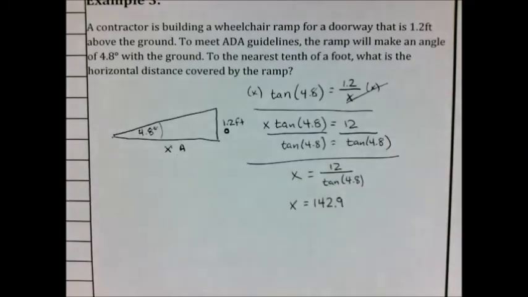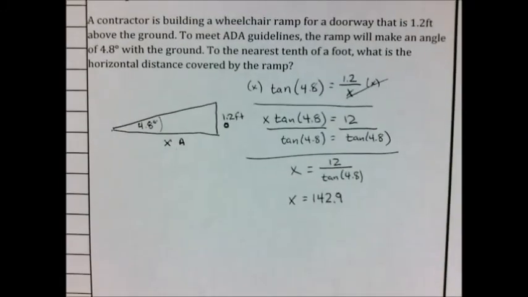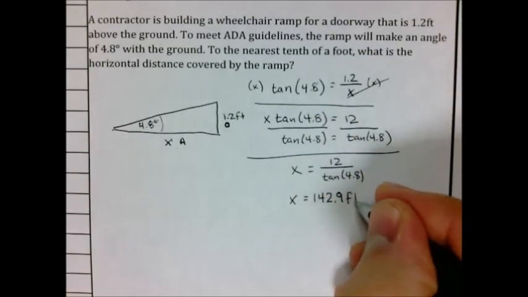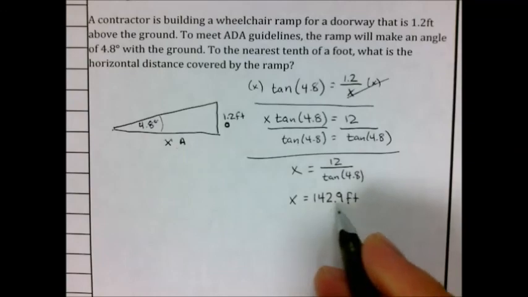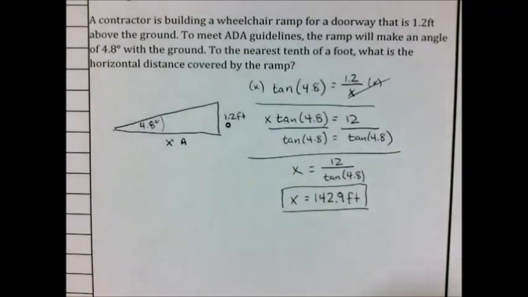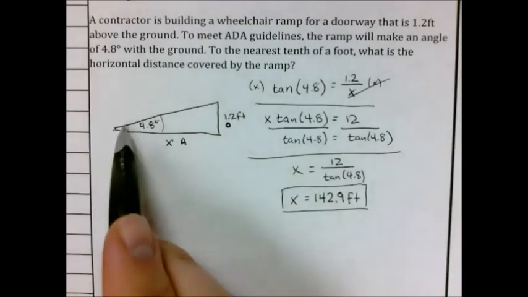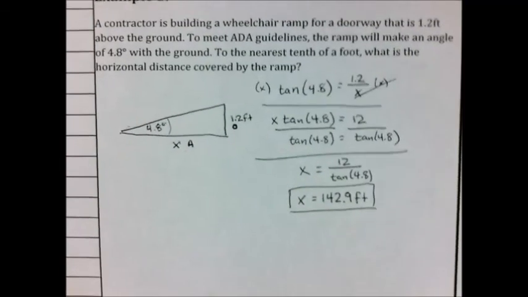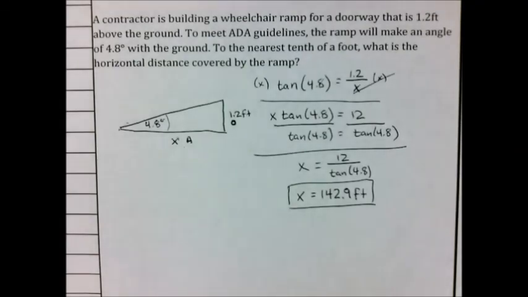And 142.9, that's great, but remember, what is this situation talking to us about? It's talking to us about feet, and so what that means is that it's got to be 142.9 feet away. Okay, and what that helps us do is figure out how far away we need to build that ramp. How far does it need to start in order to get all the way up by just going up by a degree of 4.8.